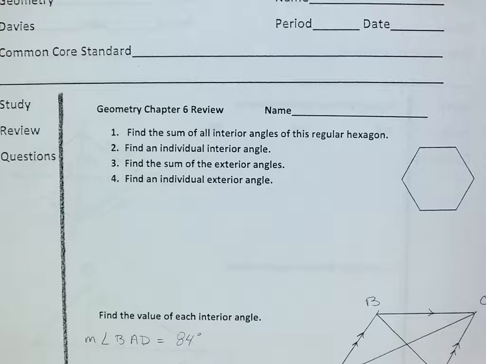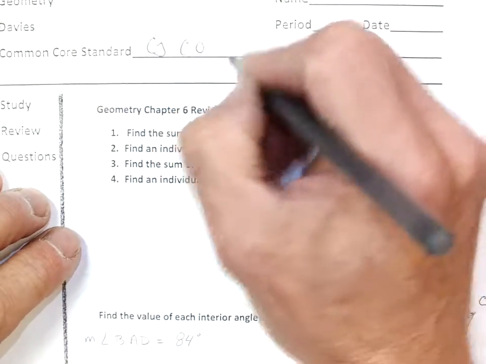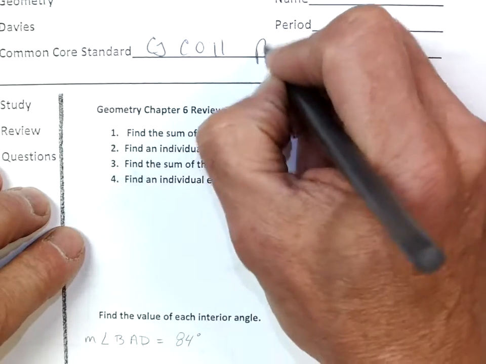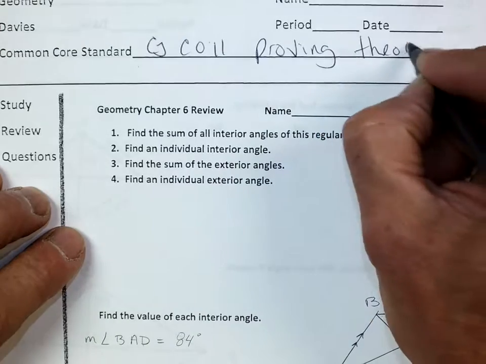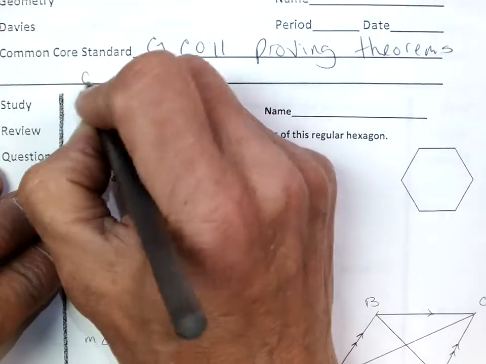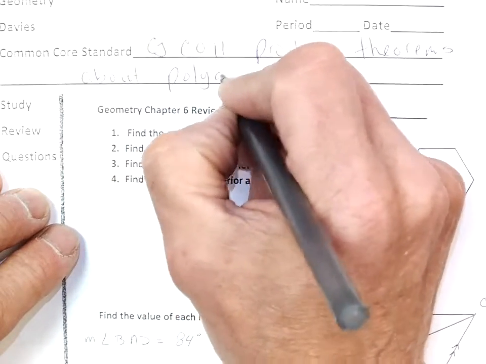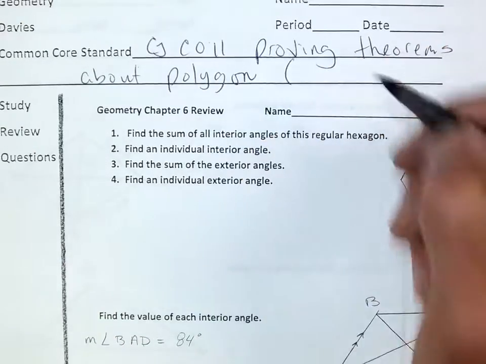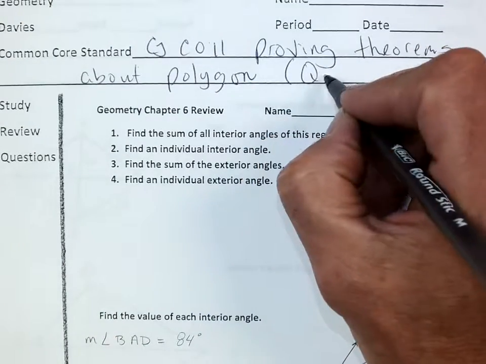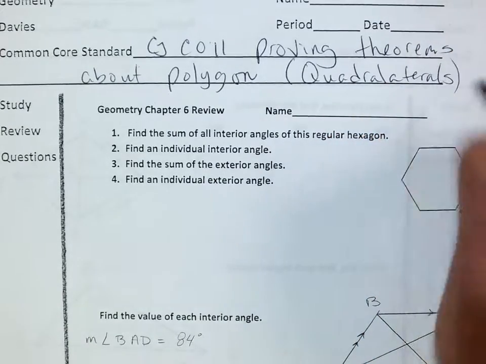Okay, so today Common Core really is the same as G for geometry, CO for congruence, and number 11, which is proving theorems about polygons, which is like, many-sided figure. And specifically, most of this chapter really has to do with quadrilaterals, okay? Quadrilaterals. Those are four-sided figures, right?